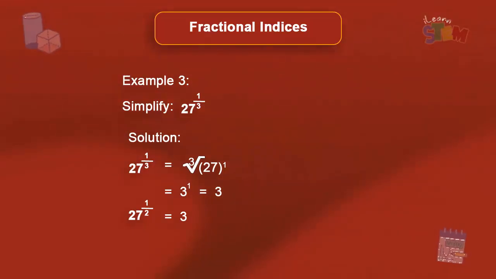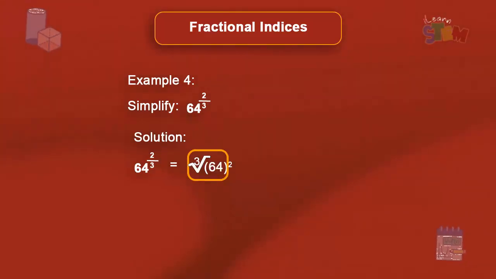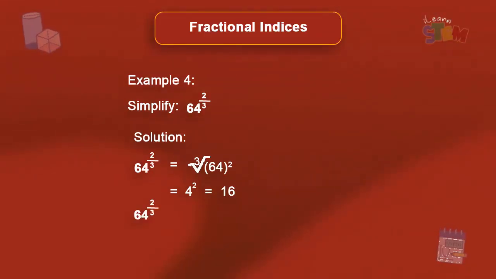Let us solve another one. Simplify the following numbers. Solution. 64 raised to power 2 over 3 equals the cube root of 64 raised to power 2. Cube root of 64 equals 4. And when raised to power 2, gives us 16. Therefore, 64 raised to power 2 over 3 equals 16.